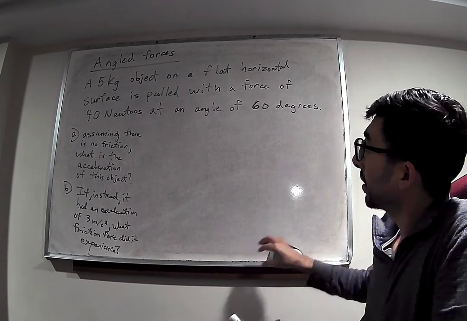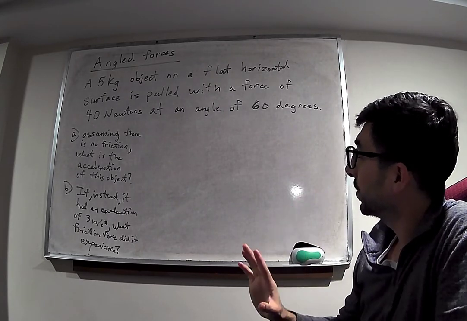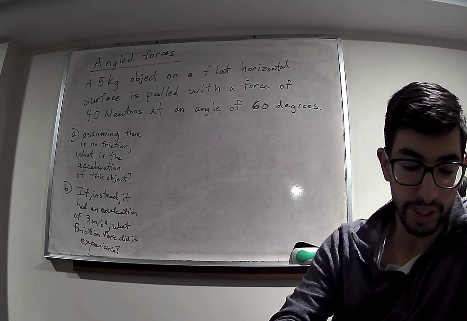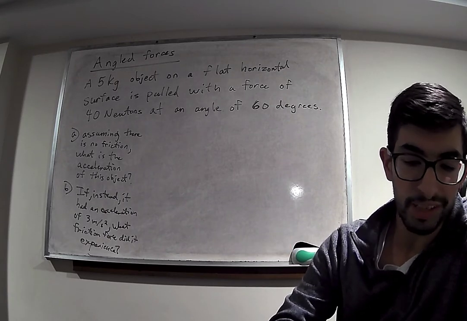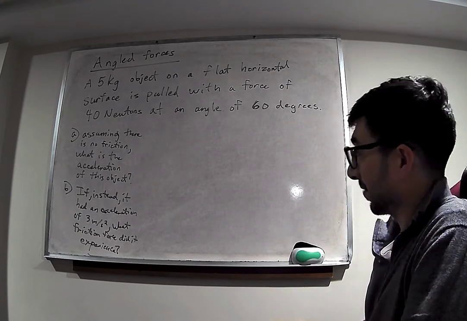A 5 kilogram object on a flat horizontal surface is pulled with a force of 40 newtons at an angle of 60 degrees. Well, let's break this problem down a little bit together. First of all, let's draw a force diagram for this object.